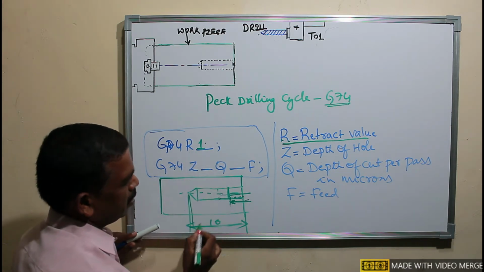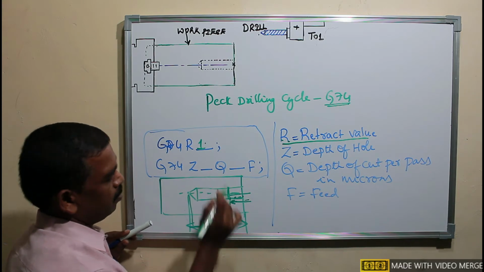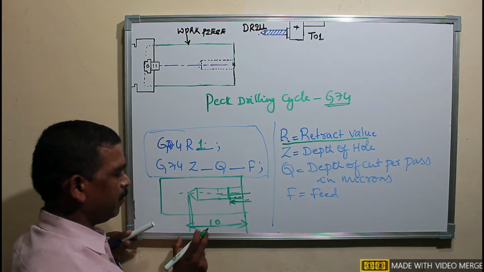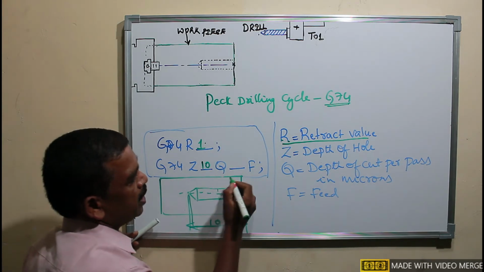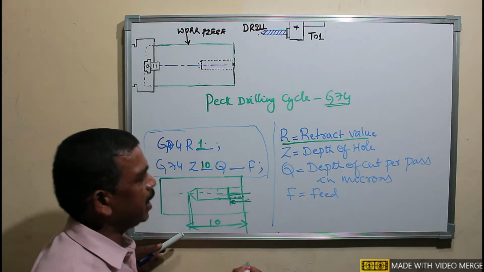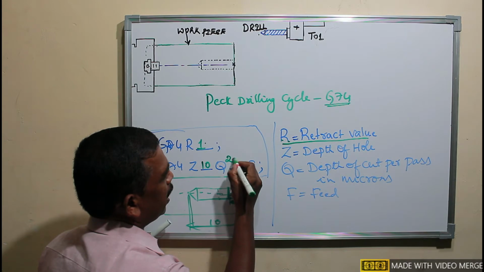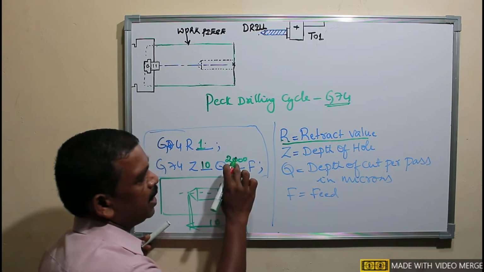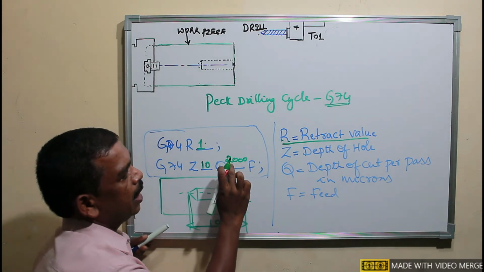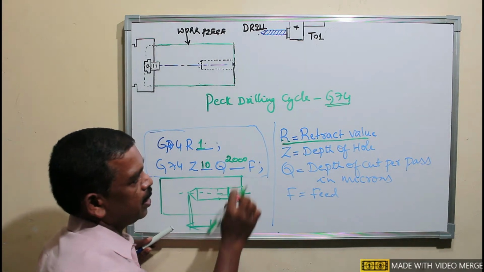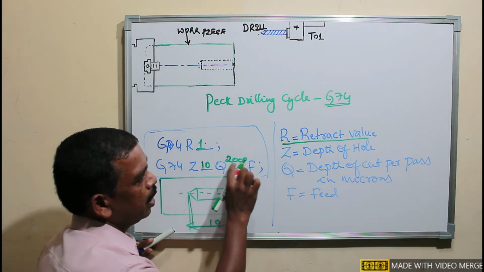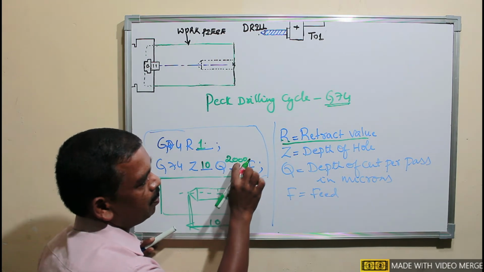So what about Z? Z is the full depth of the hole. For example, if the hole length is 10 mm, I have to write 10 mm, and Q is the depth of cut per pass in microns. For example, if I write 2000 here, the controller will assume this as 2000 microns, that means 2 mm. So this is the depth of cut per pass.